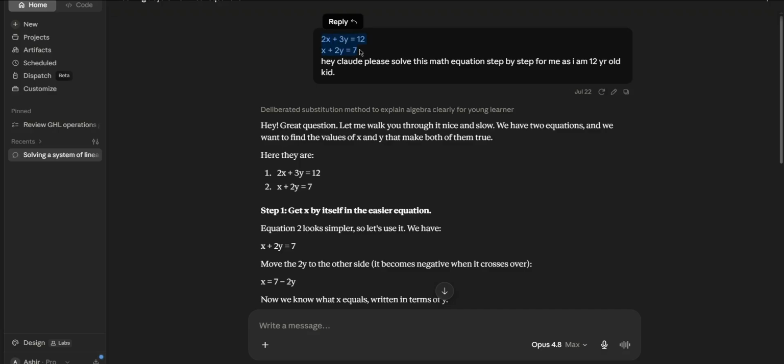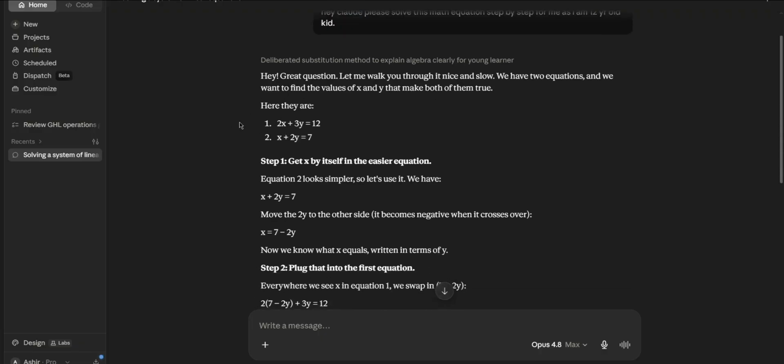it in a chat and ask Claude, hey Claude, please solve this math equation step by step for me as I'm a 12 year old kid. So it goes this way.